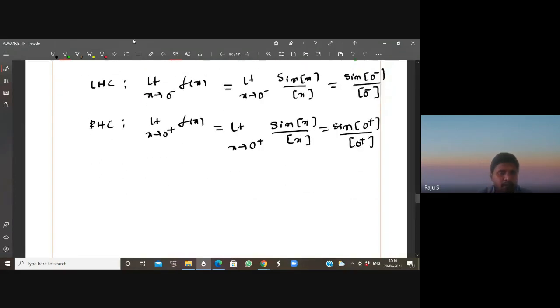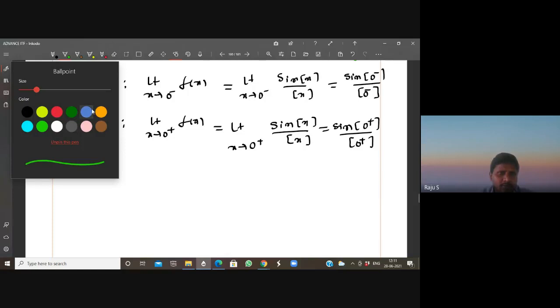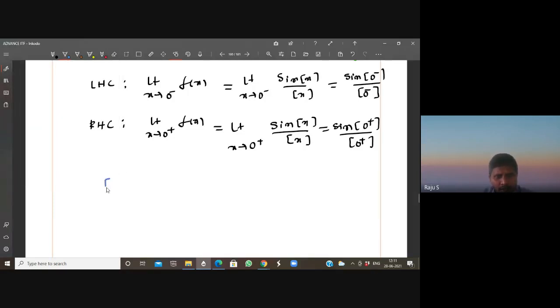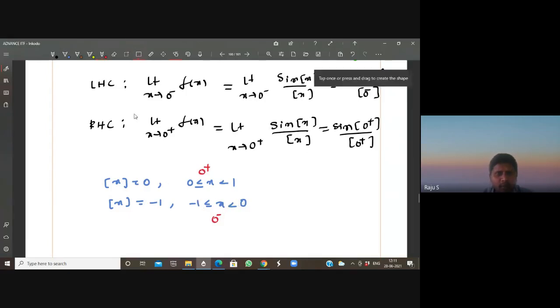Since I'll write the property here, look at here. Greatest integer of 0, 0 lesser than or equal to x lesser than 1. Greatest integer of value is -1, -1 lesser than or equal to x lesser than 0. So in this sense, 0 means this is clearly 0 plus. This will represent 0 minus. When 0 plus, 0 minus.